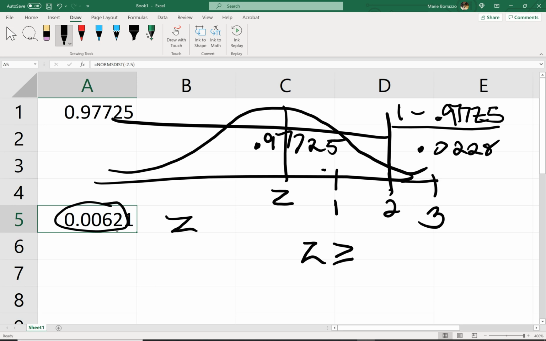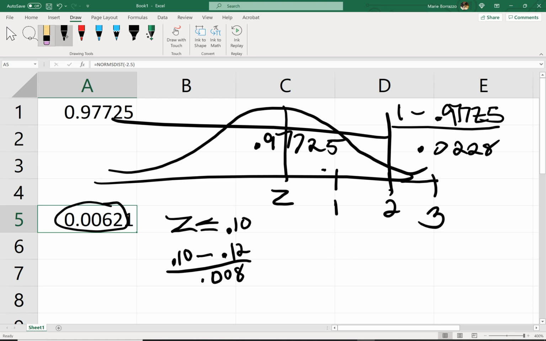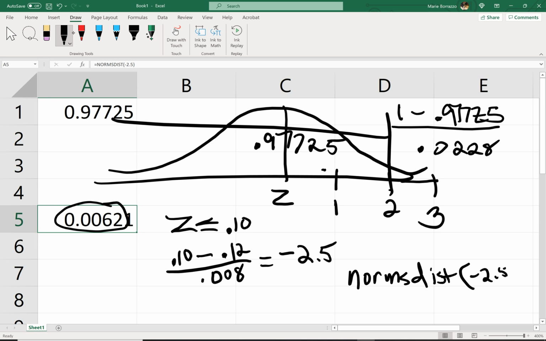Remember, that is because this is z is less than or equal to 0.1. All right, and so that's why we use the 0.10 in the formula. Remember, in the formula, we're saying 0.10, which is the equivalent here, minus the 0.12 divided by 0.008. Again, at this point, we are getting a z-score of negative 2.5. So what I did to get that value, I did NORM.S.DIST, and I put in negative 2.5. Okay, and that gives me the area. That area is stated right there.